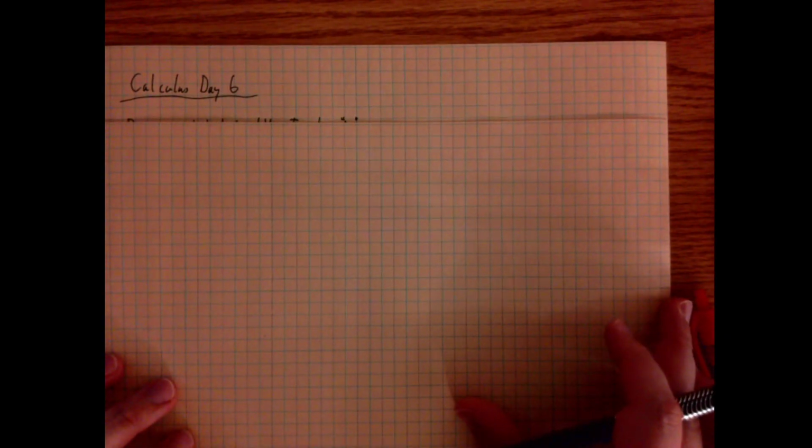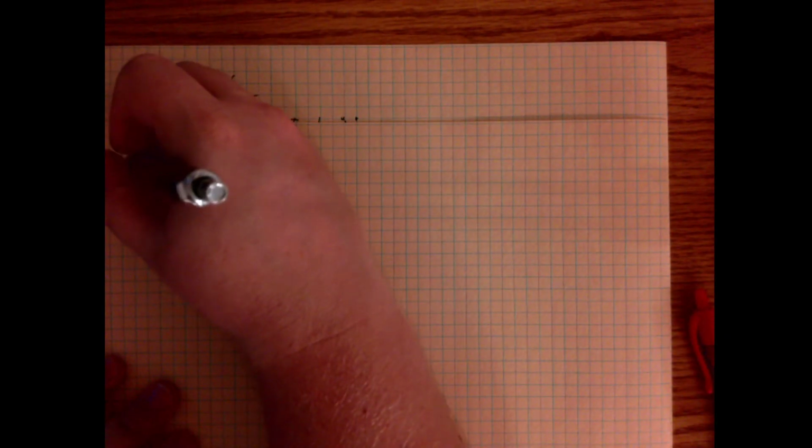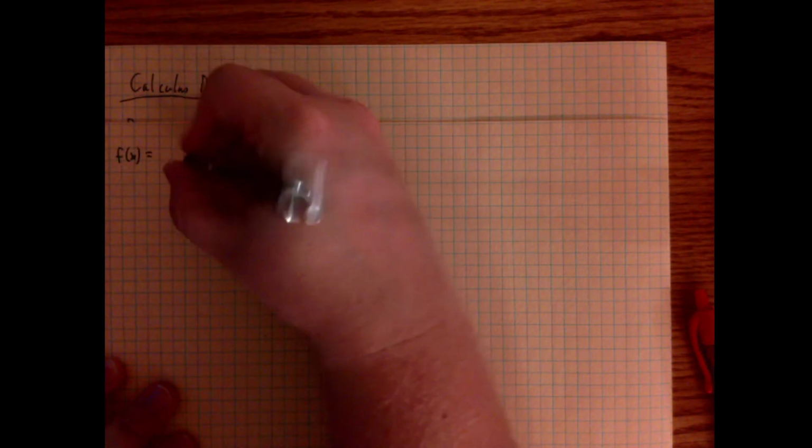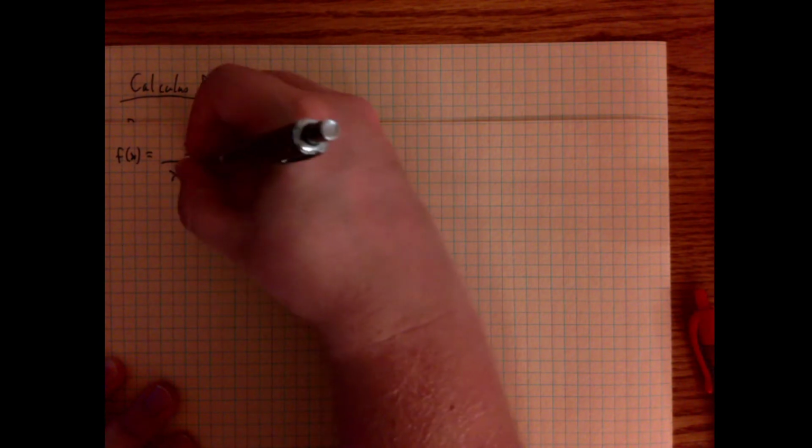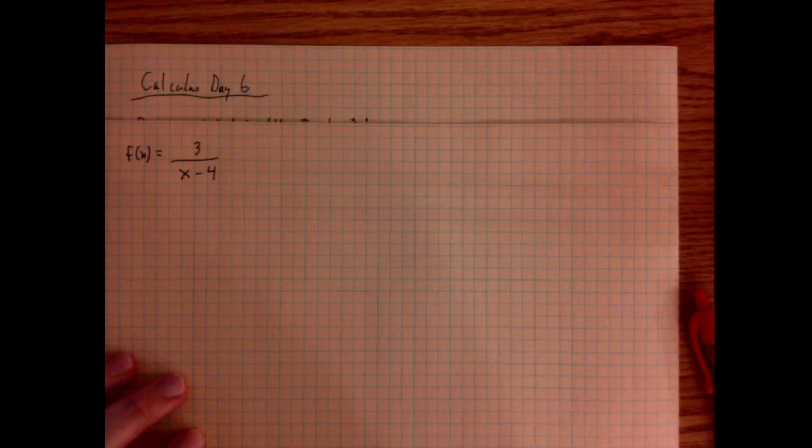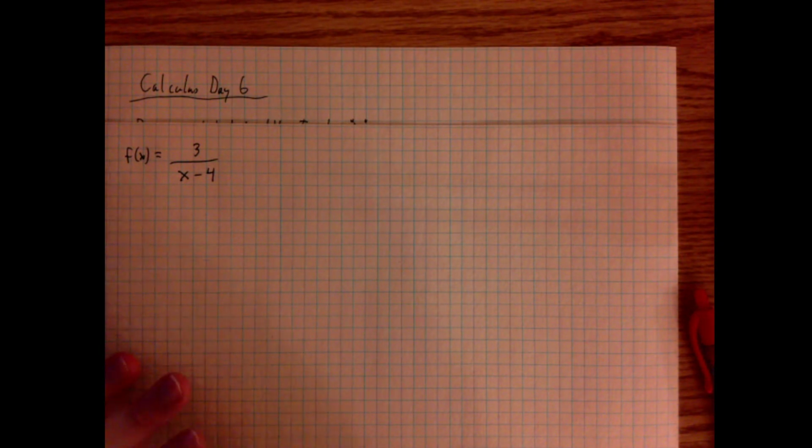In fact, let's look at one that has both. Ooh, that's going to be fun. Let's do that last. Okay, so let's do another example, one with a fraction now. So in this case, I'm going to have f of x is equal to 3 over x minus 4. Okay, let's talk domain and range.